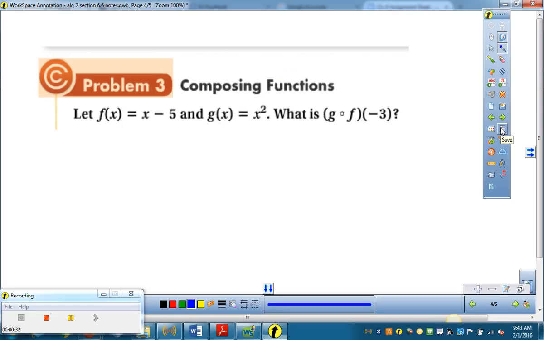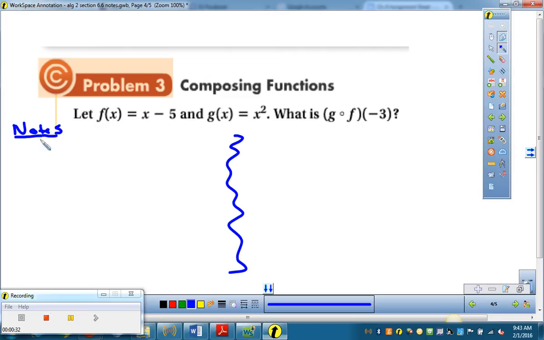All right, composition. You guys remember composition of functions? It's where you put one function inside another function. The way that it is written is, so we're going to do our notes first, so I'm going to separate my page a little bit. Put my notes over here.